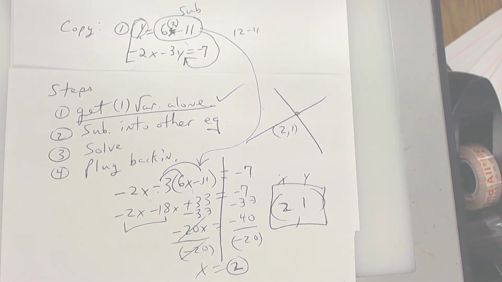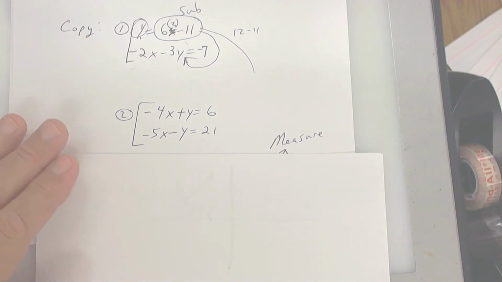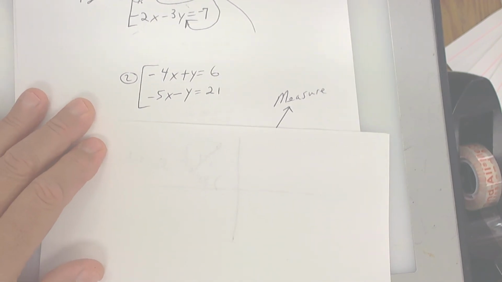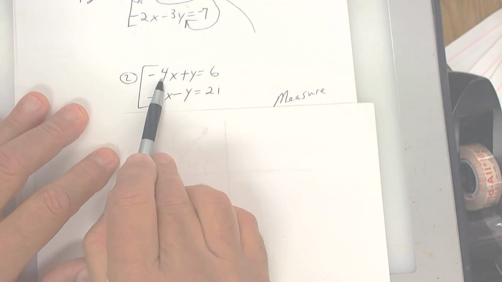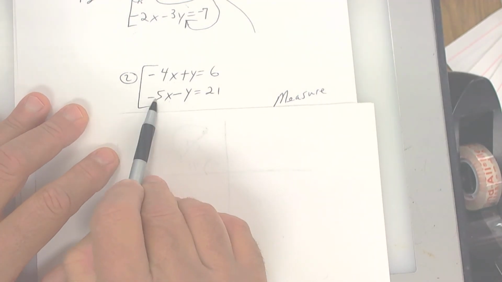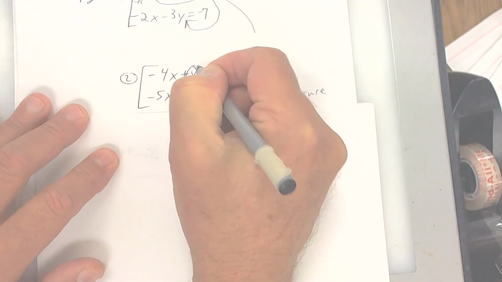We're going to do one more, which is a little harder. So take a look at this one right here. Now look, if you don't know what you're doing, rework the one I just did. Now look up here. You're trying to get a variable alone. This is not a good choice because it's got a number. You could do either one of these, but this one's a negative. So I'm going to go after this one.